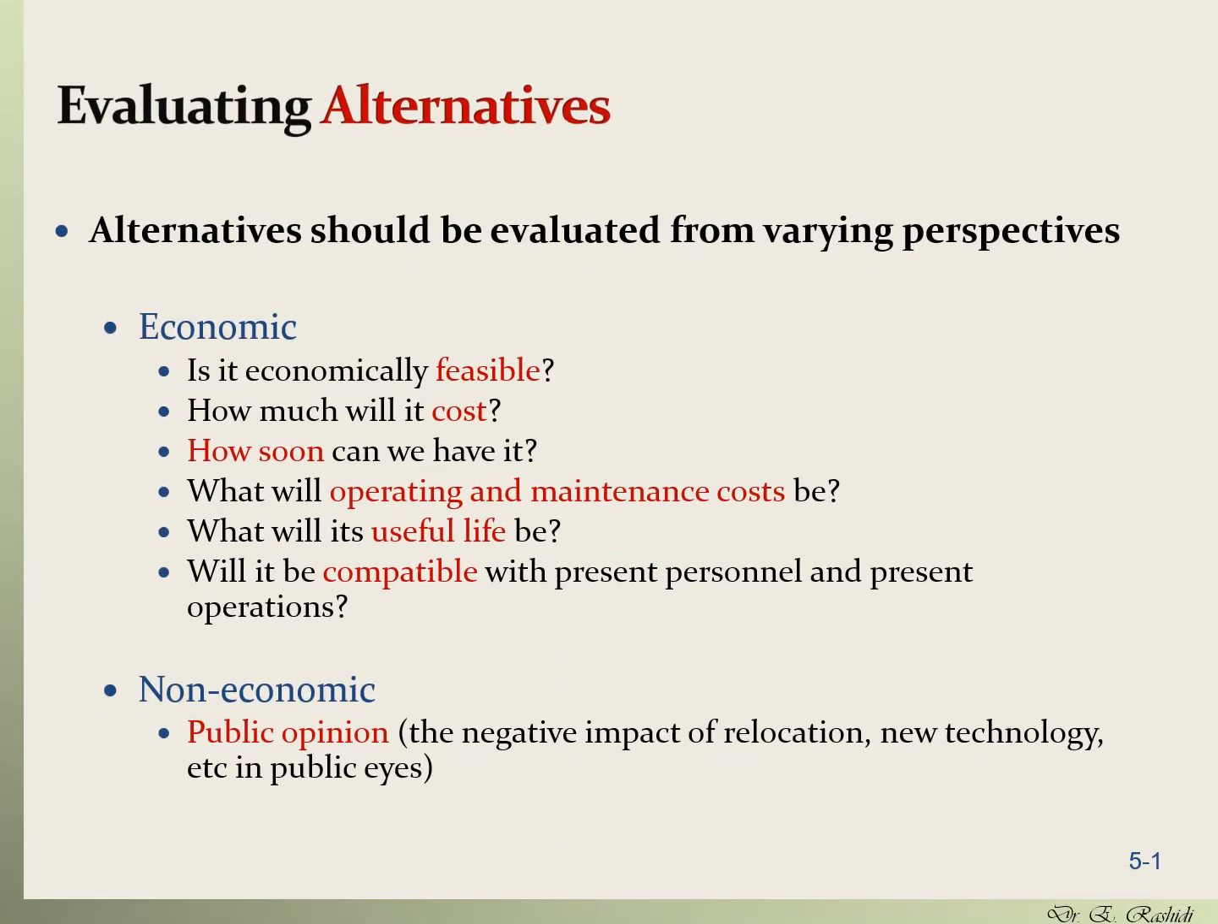Another step in capacity planning is evaluating your alternatives. Suppose that you have figured out how much capacity we need, now you want to evaluate the capacities and then find the best alternative that you have. In evaluating the alternatives possible for you, you should do this evaluation based on different perspectives. For example, the economic perspective is an obvious one.